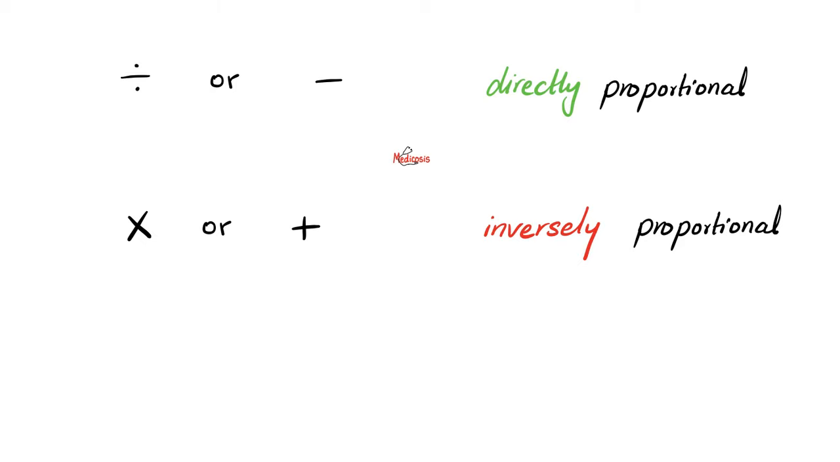So the moral of the story is, if two entities are divisible by one another, they are directly related. Or if two entities are subtractable from one another, still directly proportional. But if you can multiply them together or add them together, then they are inversely proportional to one another. And this is very important to understand chemistry equations, physics equations, biochemistry equations, physiology equations, all kinds of equations.